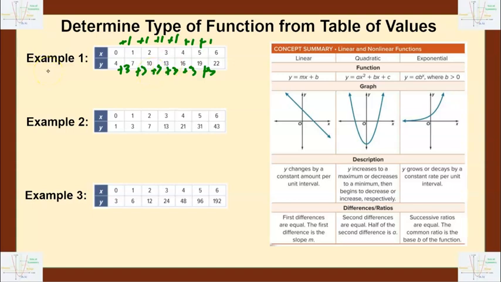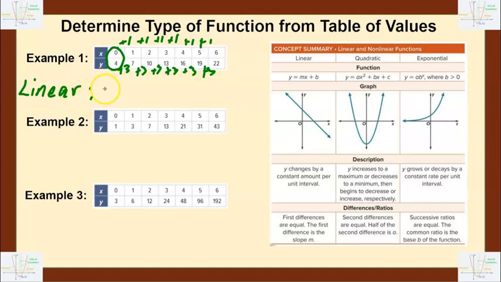So now I'm going to pick a point. I'm going to choose this point right here, (0, 4). The reason I'm going to choose that is because that gives me my y-intercept, which is my b in y equals mx plus b. So we know this is linear.